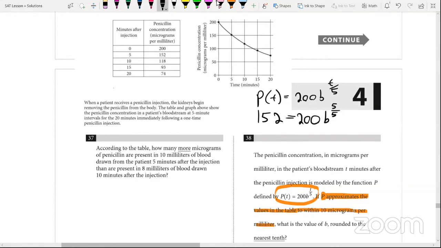We can divide both sides. Well, first of all, 5 over 5 is 1. So 152 equals 200b to the 1. Dividing by 200 on both sides, b equals 152 divided by 200, which to the nearest tenth is 0.8. So the answer to number 38 is 0.8. And that's the answer to number 38.